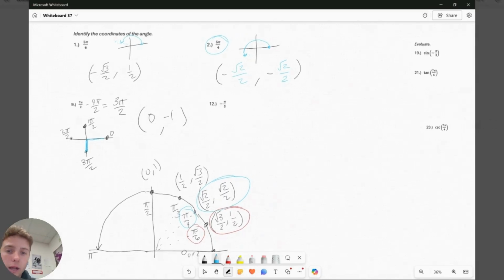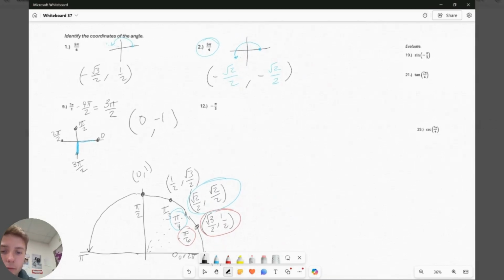From there, number 12, same idea. Let's see if we can analyze it. Notice the angle in this case is negative pi thirds. That means I'm going in the negative direction. This is just 1 unit on top though, so I have to be in the first quadrant. I go in that direction. So we're going to stay in quadrant 4 there.